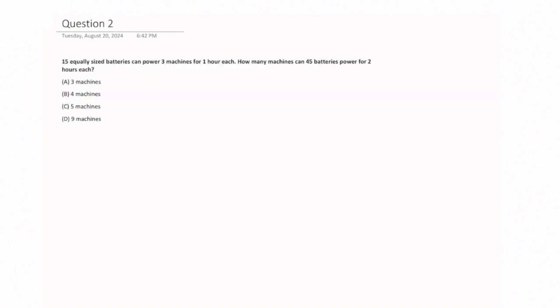Question 2. 15 equally sized batteries can power 3 machines for 1 hour each. How many machines can 45 batteries power for 2 hours each? So first, we're going to start with highlighting all the important numbers so we know exactly what we're looking for. We know that 15 batteries are for 3 machines for 1 hour. Well, we want to find 45 batteries. How many machines will they power for 2 hours? So let's start with writing that down. 15 batteries will equal 3 machines for 1 hour.